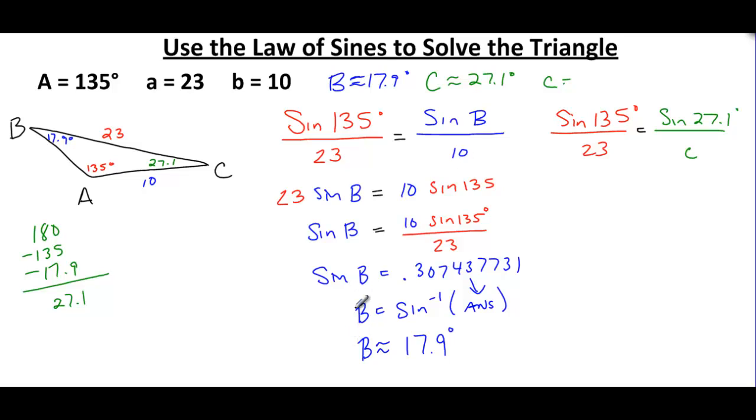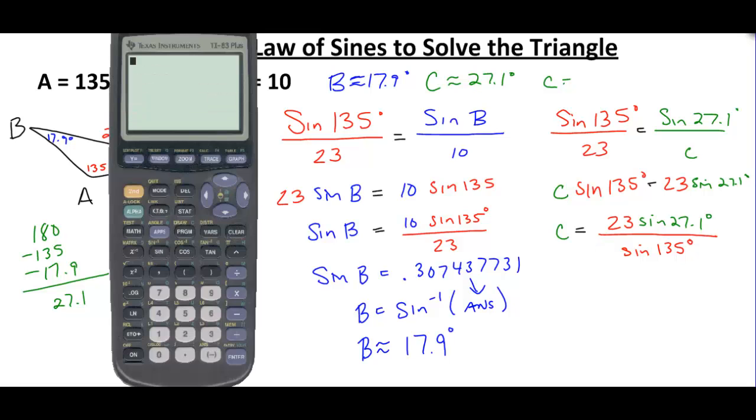So what I'm going to do is cross multiply. So I get side C times the sine of 135 degrees equals, and then I'm going to get my 23, again we always put that in the front, times the sine of 27.1 degrees. Okay. But to get C alone, I'm going to have to divide both sides by the sine of 135. So I have 23 times the sine of 27.1 degrees, divided by the sine of 135 degrees. So I'm just going to type that into my calculator.